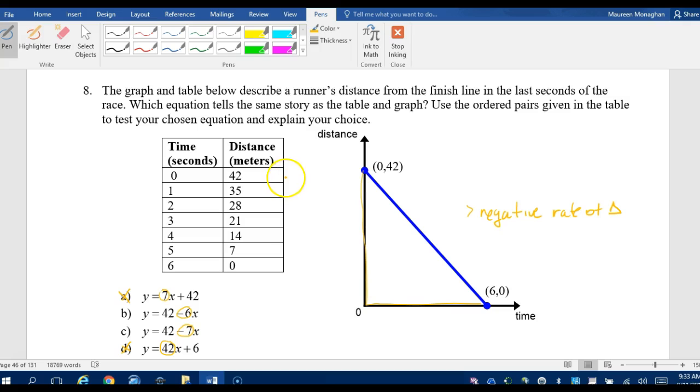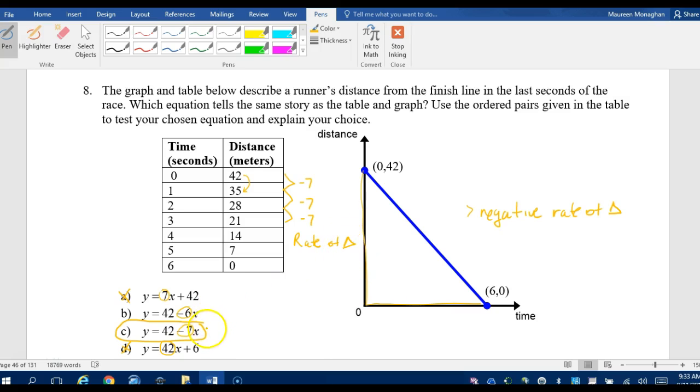Alright, maybe we can't use that. Let's go over this way. What is happening here from 42 to 35? Well, it's decreasing by 7. What's happening here? Oh, I'm seeing a pattern. Aha! So what have I found? I found my rate of change right there. So this has to be the correct answer.